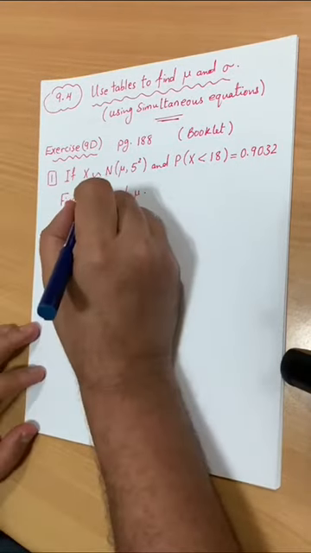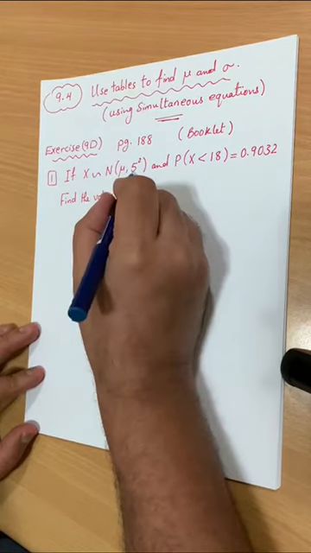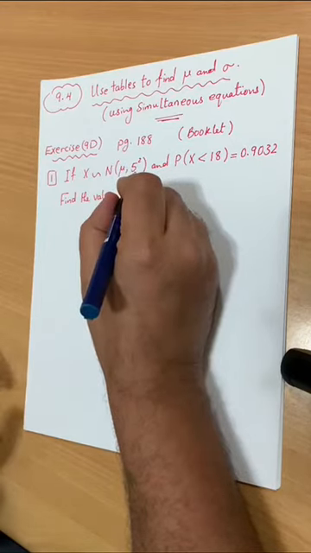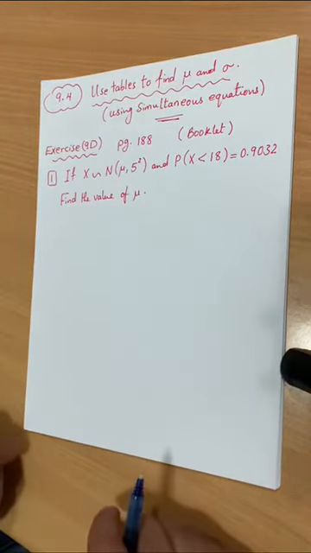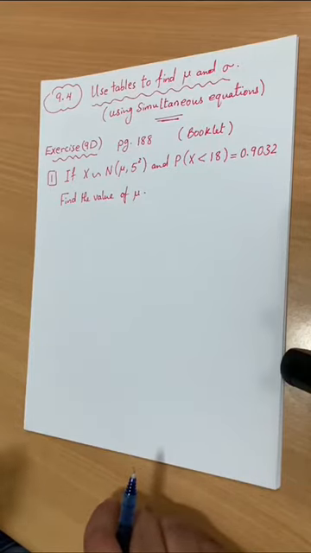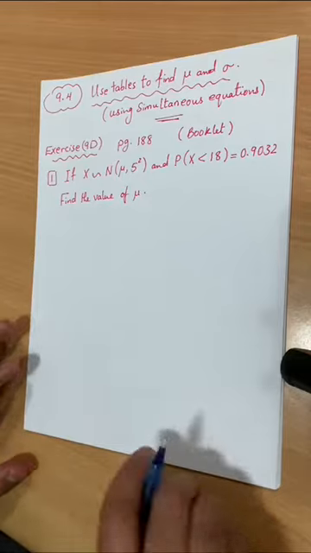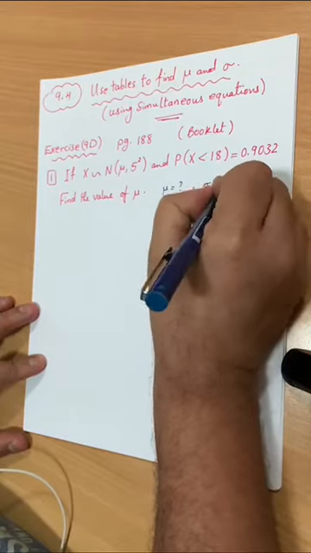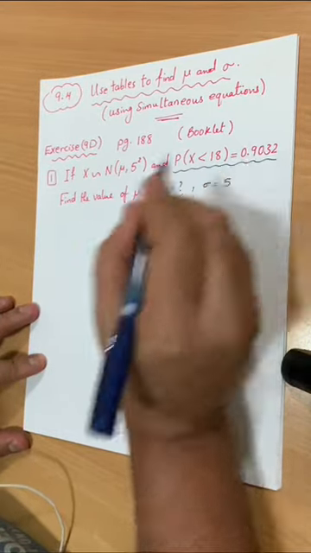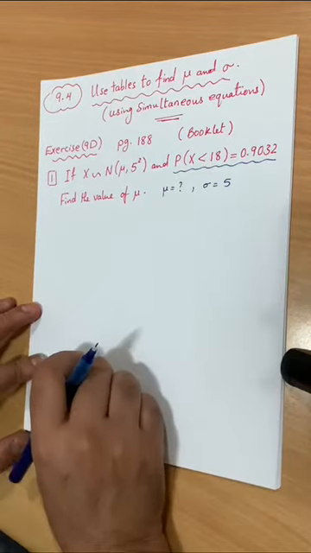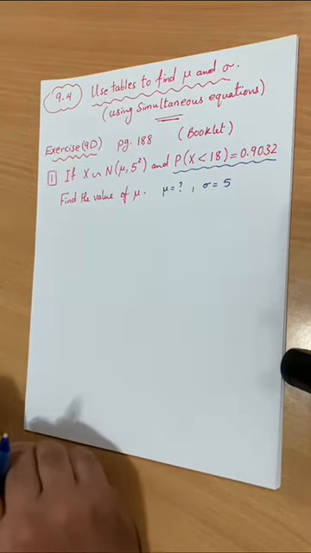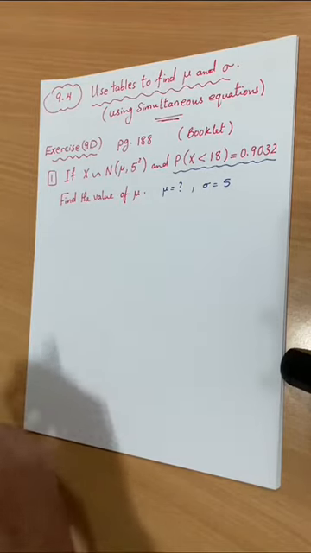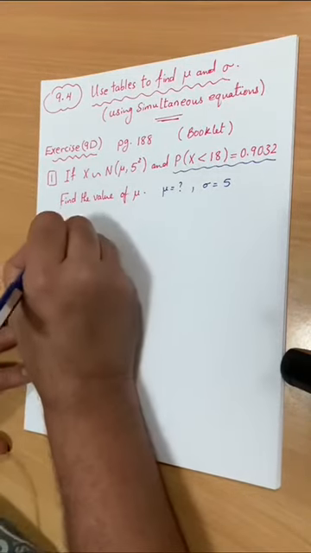If X is distributed normally with mean mu and 5 squared, mu is the mean value and 5 squared represents sigma squared, which is the variance, but sigma itself is the standard deviation. So let's write them first. Mu is not given and sigma is 5. Probability of X less than 18. So 18 is not a normal distribution value because it's not on the normal distribution table. So it's a random variable, and you're supposed to convert that first to a normal distribution variable.